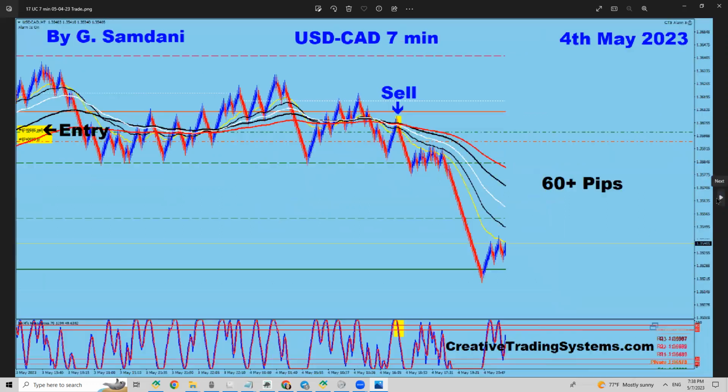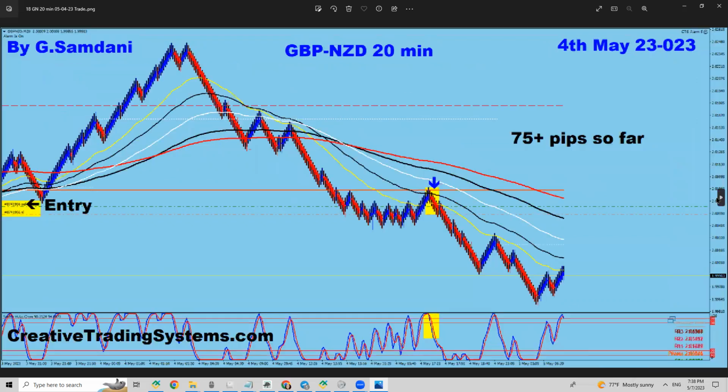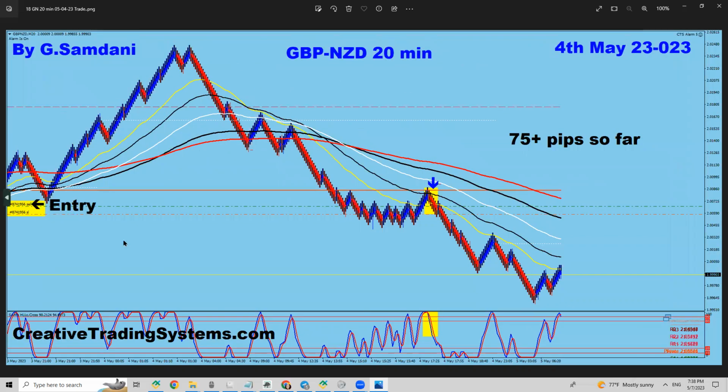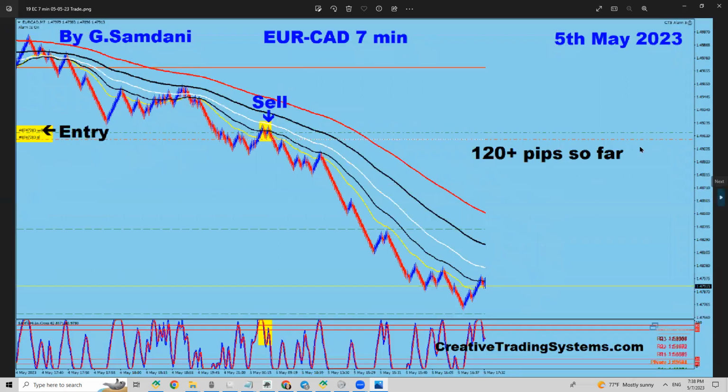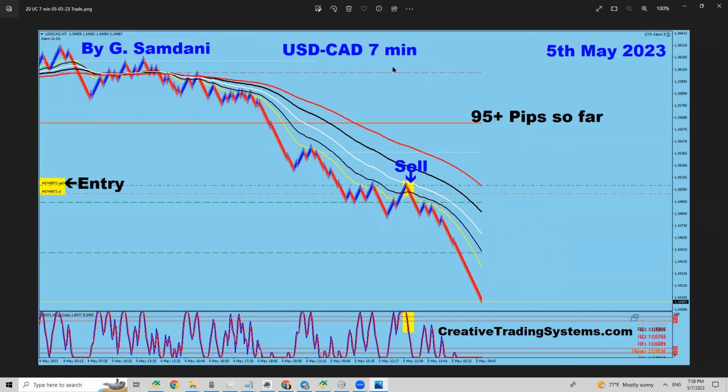but it is from 7-minute chart. USD CAD, see this entry here on the 4th, 60 pip only. Pound Newsy sell order here. This is by the book as well, but only 75 pip on the 4th. Now on the 5th, a lot of trades on the 5th as well. Friday, the Euro CAD. Euro after the red news, bad news, and everything, Euro went down. So this is from there, 120 pip from the 7-minute chart. And USD CAD also 7-minute chart, and it's for 95 pip.